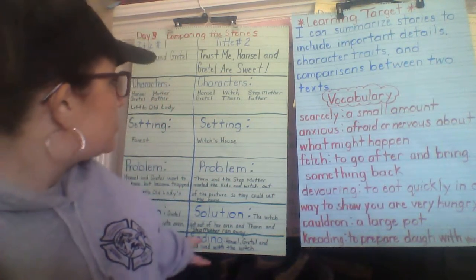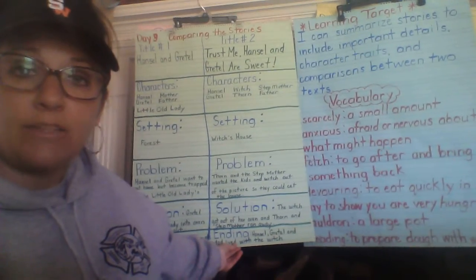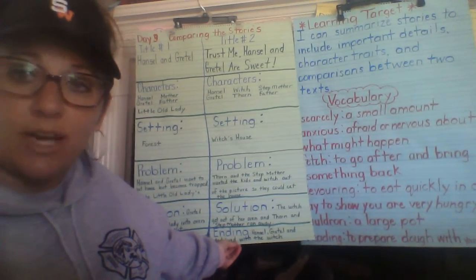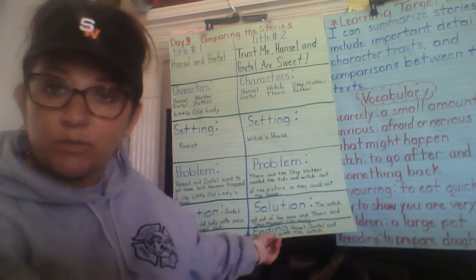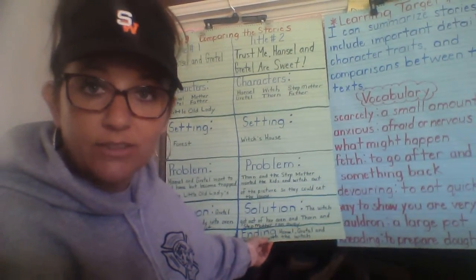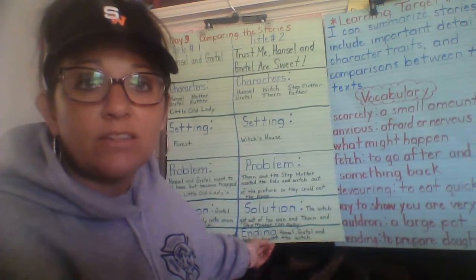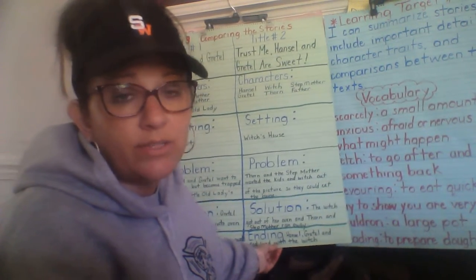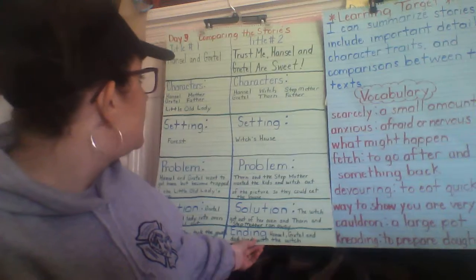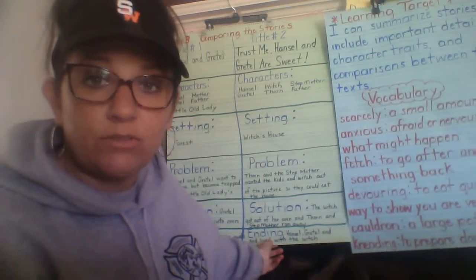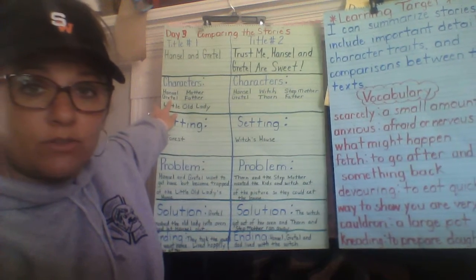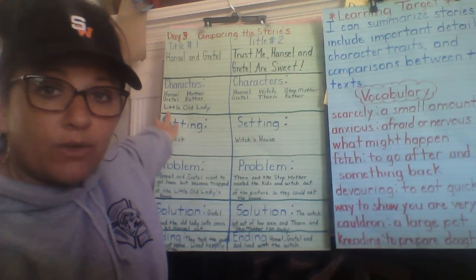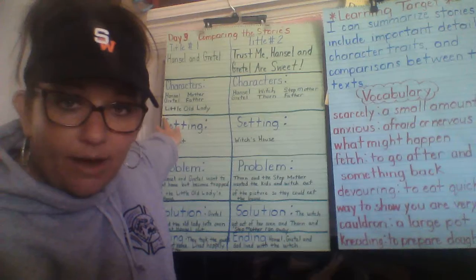So yesterday I told you at the top is where you would put your titles. So we see that the first column is our first story, which was the traditional fairy tale Hansel and Gretel. And then the second story, which we read yesterday, Trust Me, Hansel and Gretel Are Sweet. So our characters in the first story, in the traditional story, you can see Hansel, Gretel, Mother, Father, and the little old lady. So those are our characters in that one.